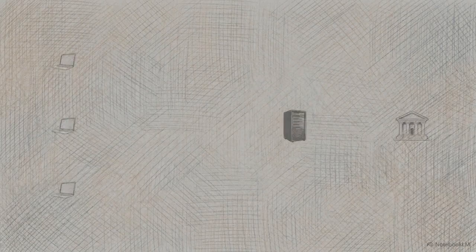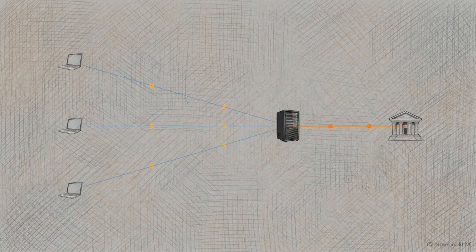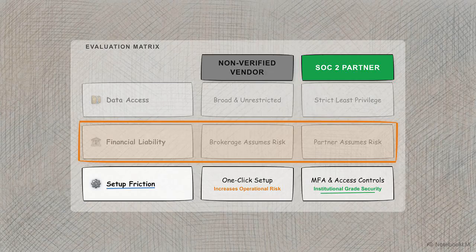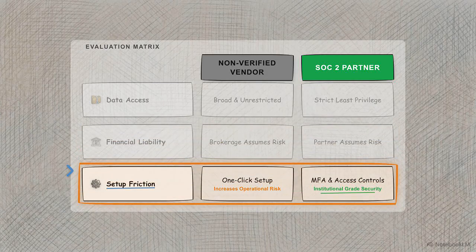A SOC 2 certified partner mitigates that liability. Their systems are built with structural resilience, meaning multiple layers of security are audited to prevent your financial data from being put at risk. Minor savings on a monthly retainer cannot offset the financial risk of a single breach in your commission pipeline. Finally, we have to look at the immediate impact on your own team, here in the setup friction row.